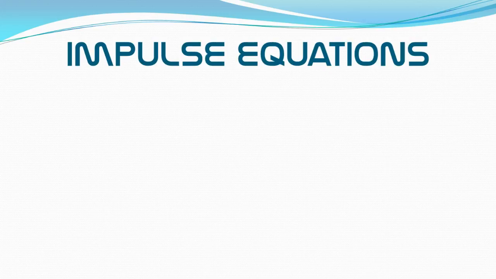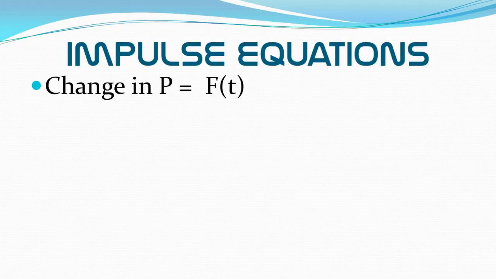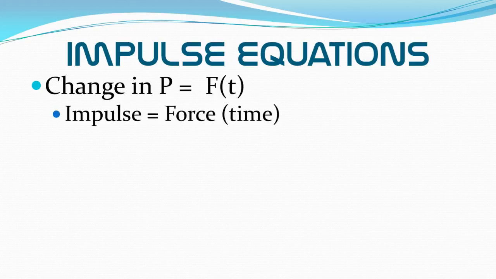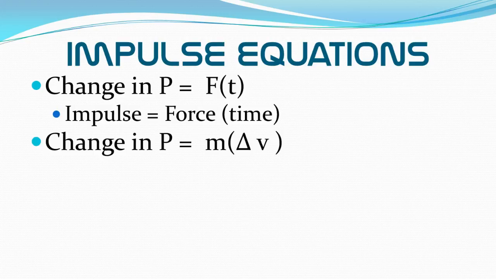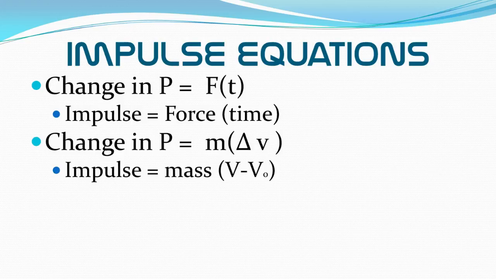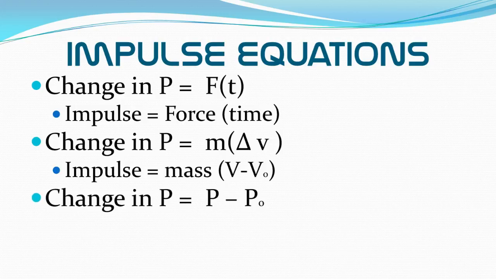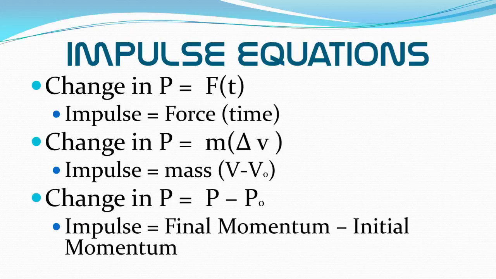To calculate the impulse, we have a few formulas. The impulse can be the force times the amount of time the force was applied, or we can look at it as mass times the change in velocity. So impulse equals mass times final velocity minus initial velocity. You can also just simply look at it as the change in momentum. If you know the final momentum and the initial momentum, subtract them.